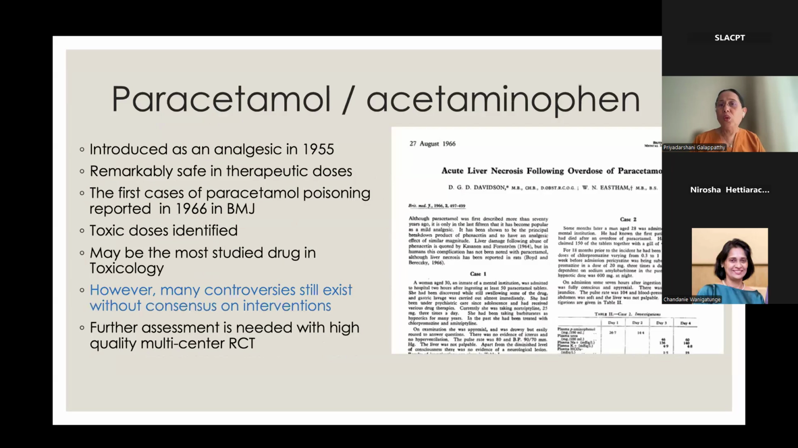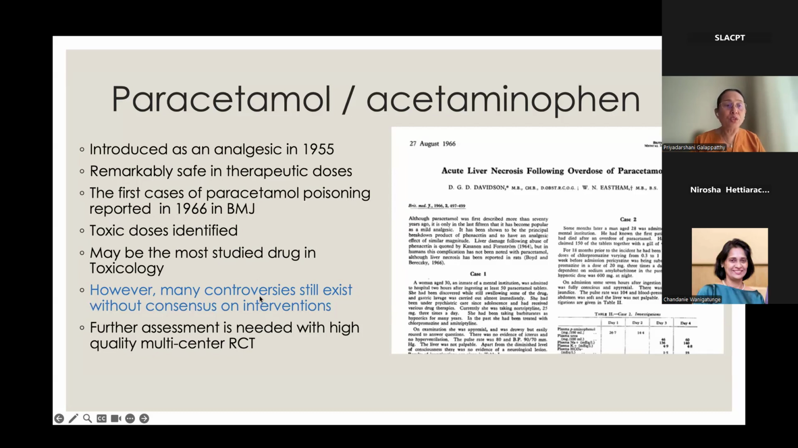So paracetamol or acetaminophen as referred in the US was introduced as an analgesic in the 1950s. And as we all know, it's remarkably safe in therapeutic doses. And the first cases of paracetamol poisoning was reported in the BMJ in 1966. This is that article of two patients dying of acute liver necrosis following paracetamol overdose, where there was no antidote available. And over the years, the toxic doses have been identified, although still there is some controversy.